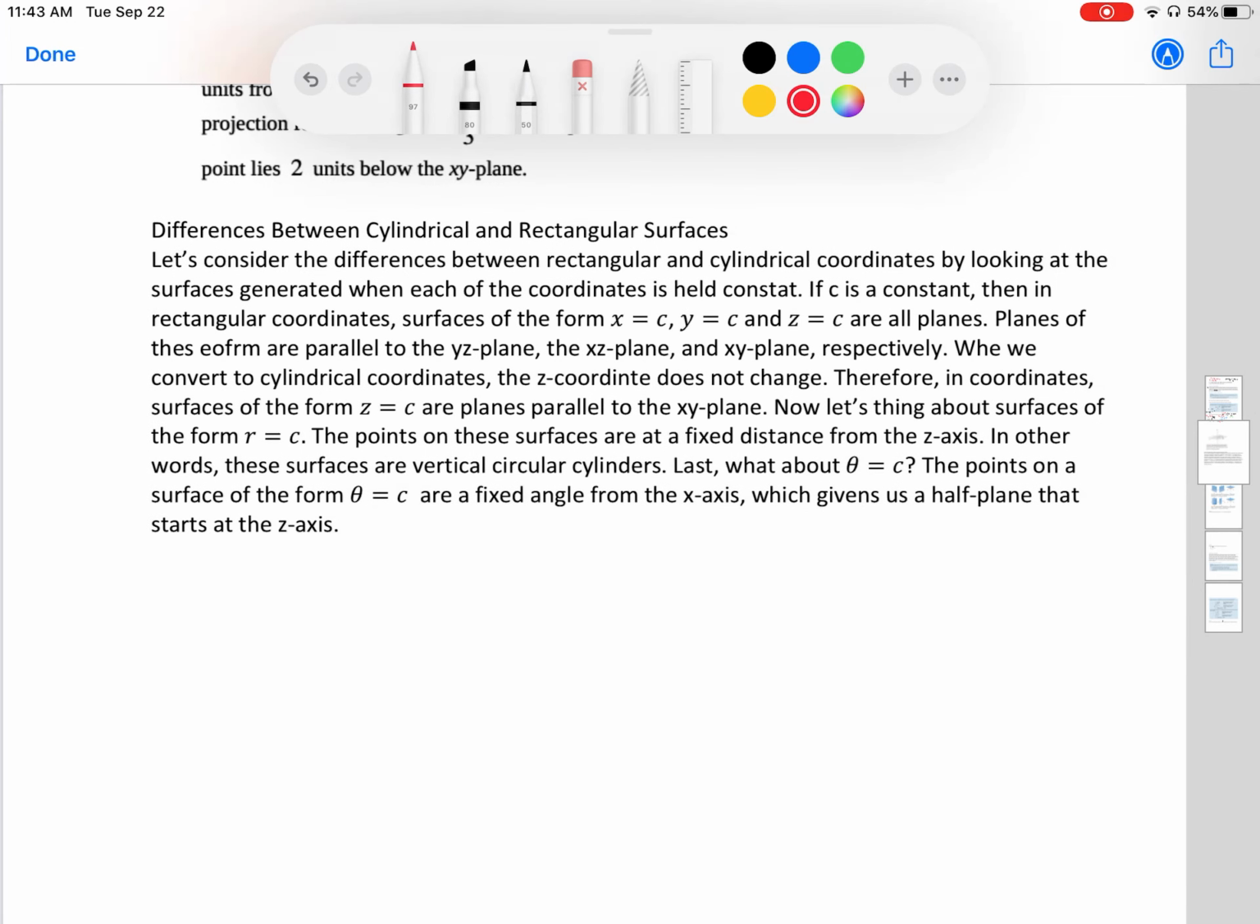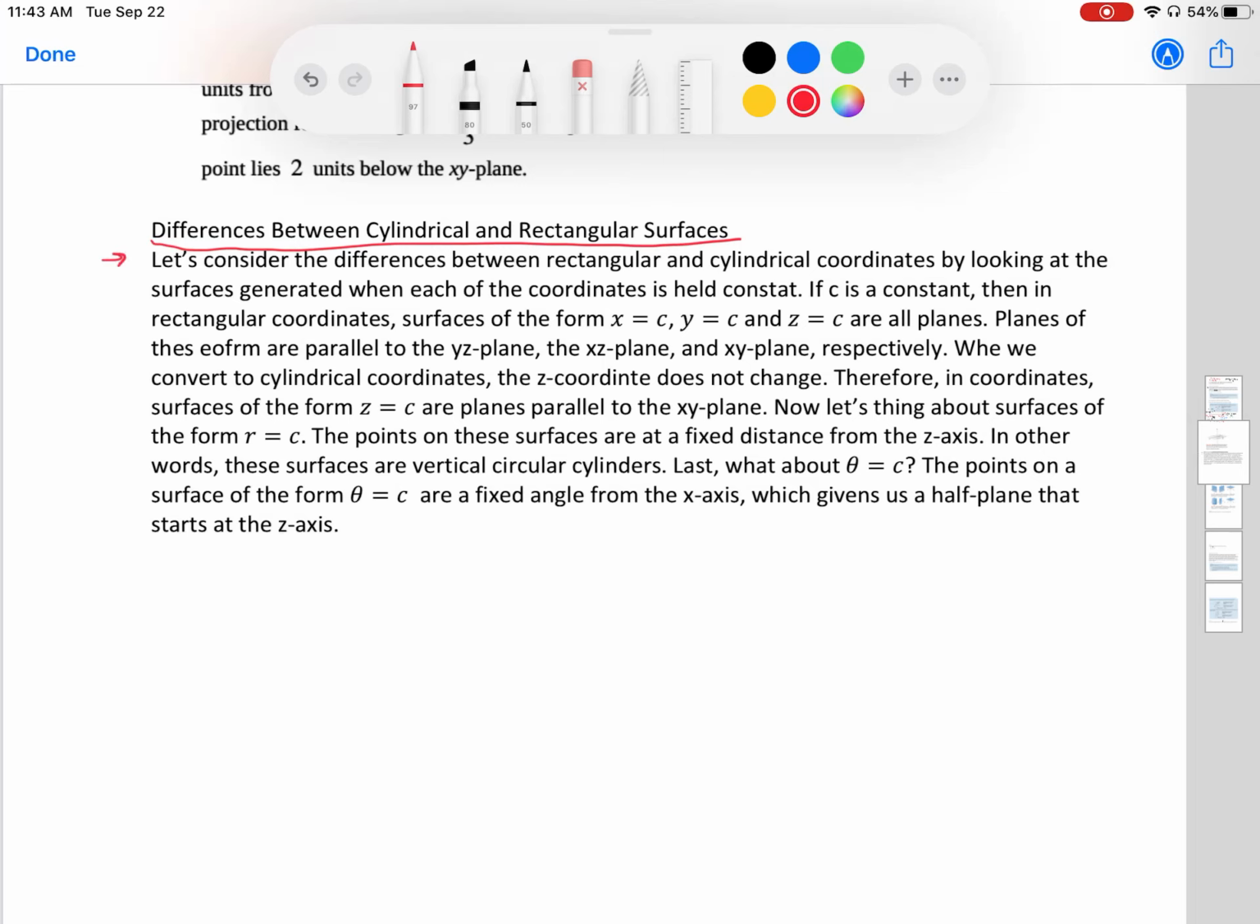All right, differences between cylindrical and rectangular surfaces. Let's go ahead and read this. The graphs may differ, though they may seem like they're written to be exactly the same thing. Once we graph them, we have to be careful because they will produce different types of figures.